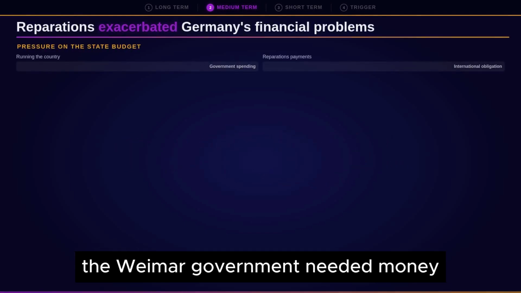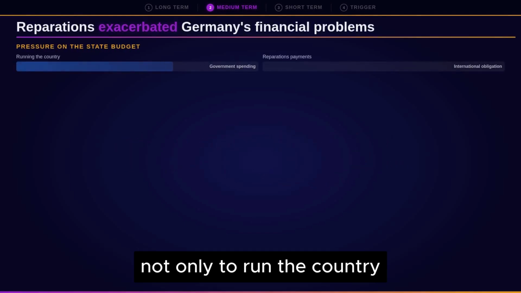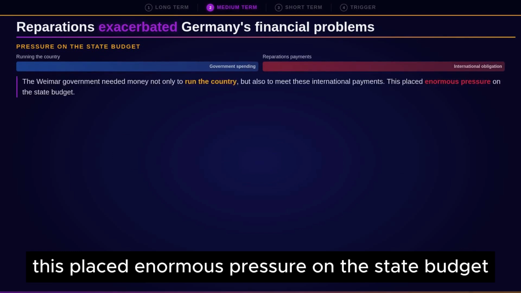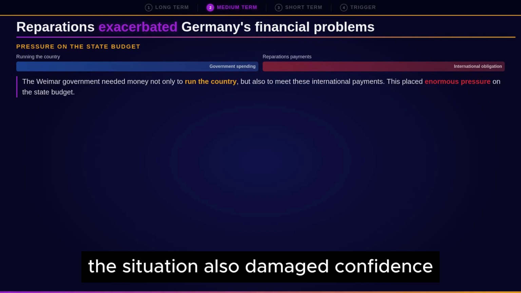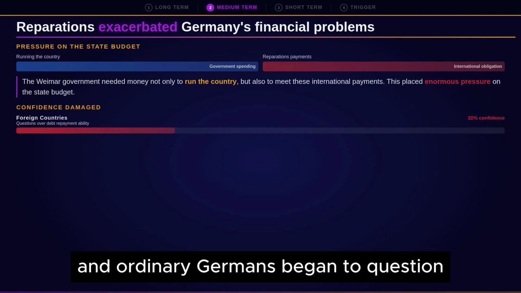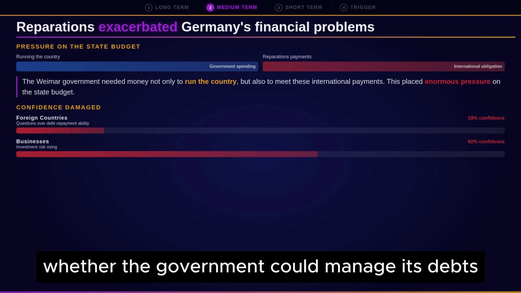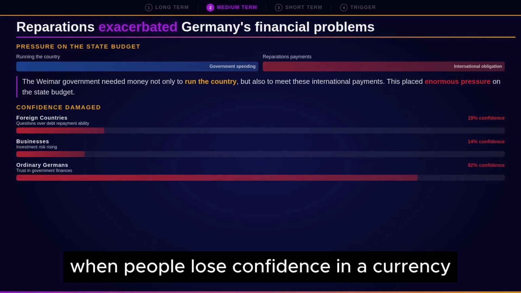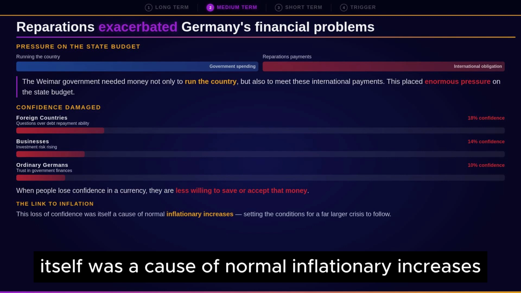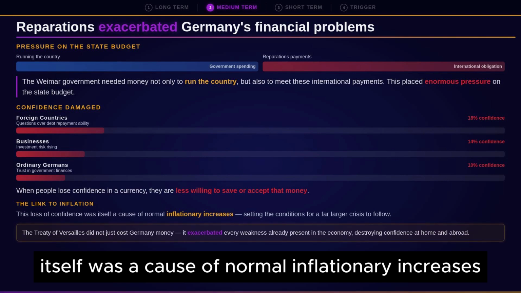The Weimar government needed money not only to run the country, but also to meet these international payments. This placed enormous pressure on the state budget. The situation also damaged confidence. Foreign countries, businesses and ordinary Germans began to question whether the government could manage its debts. When people lose confidence in a currency, they are less willing to save or accept that money. This itself was a cause of normal inflationary increases.